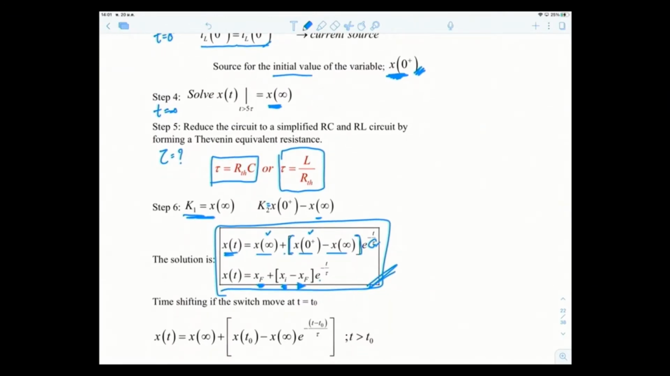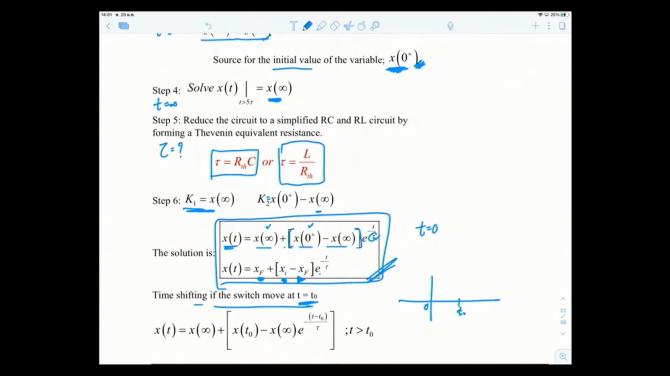If the switch changes not at t equal to 0 but at t equal to t0, the way you write the solution is that x of t is still x at infinity, far away at steady state, plus x at t0, the value at this point, minus x at infinity, times e to the minus, because there is a time shift, parentheses t minus t naught over tau. This is the expression for the solution for t greater than t0, after the switch changes onwards.